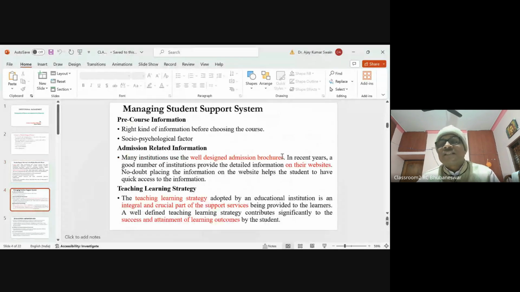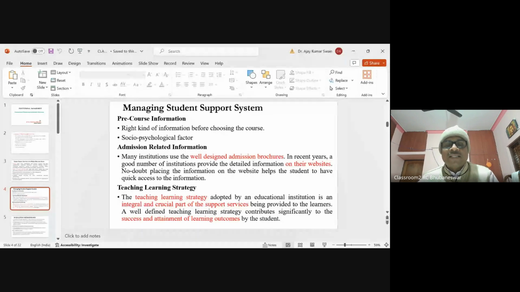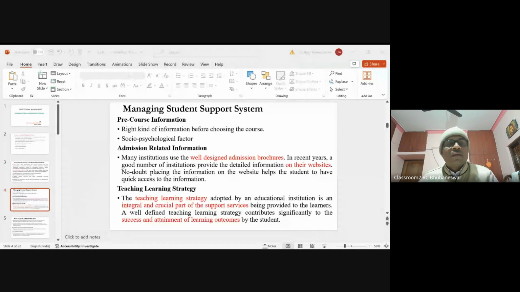Managing student support system. What is this? Pre-course information. This is the first step: pre-course information. The right information should be given to the students related to the course.